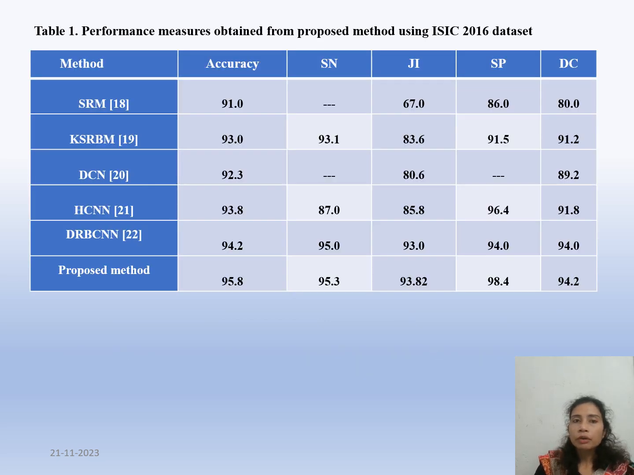And this is the performance measure obtained from our proposed method using the ISIC 2016 dataset. And these are the other existing methods. And our proposed method gives the accuracy of 95.8%. And the SN is 95.3, Jaccard index is 93.82, and SP is 98.84, and dice coefficient is 94.2.